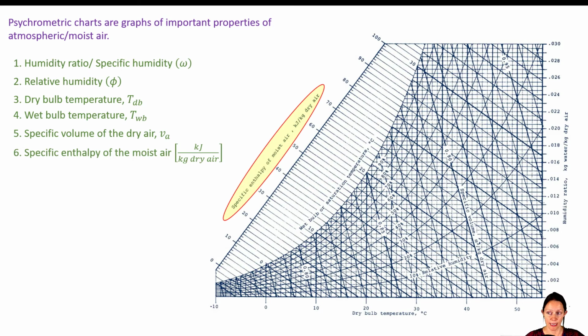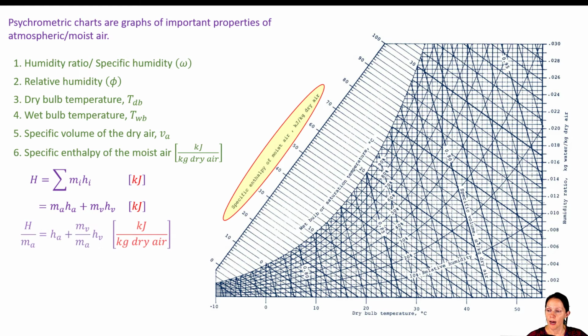The other property that I can get is what's called the specific enthalpy of the moist air. If you notice the units, this is in kilojoules per kilogram of dry air. So we're still talking about atmospheric air, which is a mixture. You've got two components: dry air and water vapor. So I can calculate the enthalpy based upon those two components, and if I divide through by the mass of the air, that would give me the units of kilojoules per kilogram dry air. So you see HA has nothing in front of it.